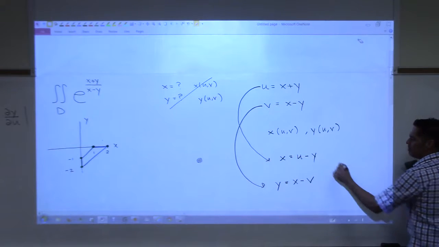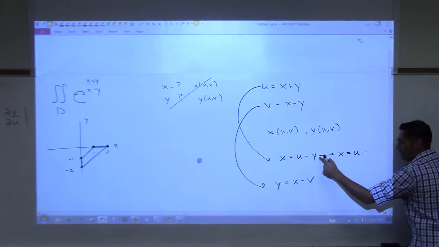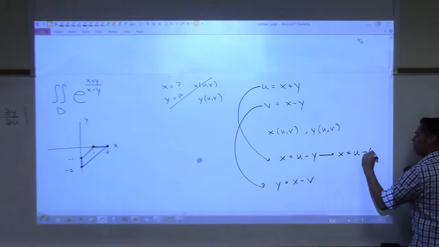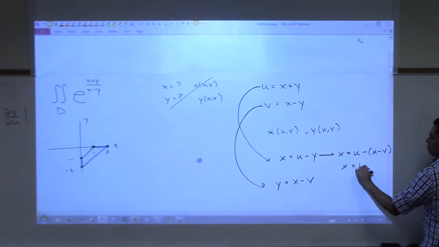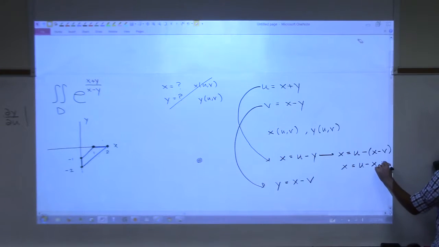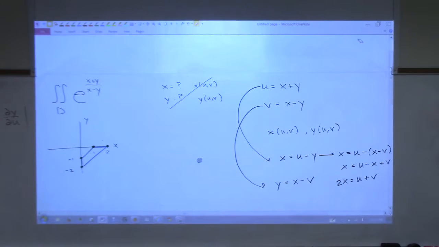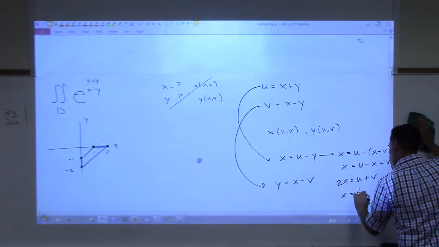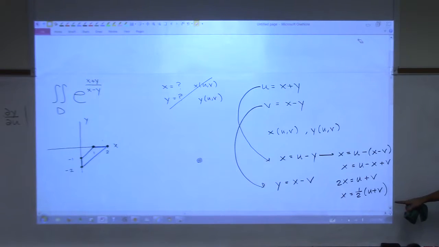All right, so let me do this one. I'm going to rewrite it. x is equal to u minus y, but y is x minus v. So x minus v, like that. So that means x is equal to what? u minus x plus v. So move the x over. 2x is equal to u plus v. So x is equal to 1/2 (u plus v). Bam. I now have x in terms of u and v.